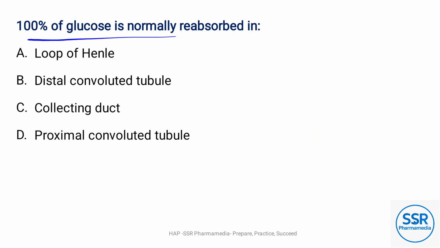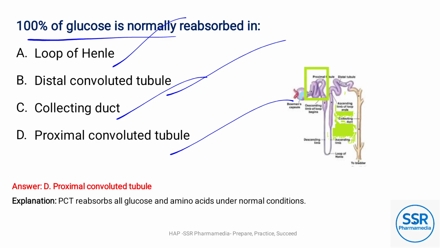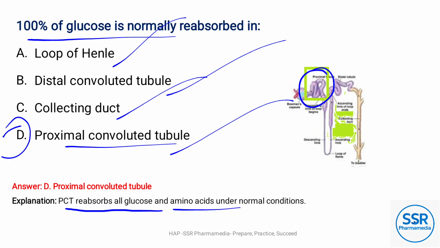Next, 100% of glucose is normally reabsorbed in: option A, loop of Henle; option B, distal convoluted tubule; option C, collecting duct; option D, proximal convoluted tubule. So the answer is option D, proximal convoluted tubule. Here 100% of glucose is absorbed. The proximal convoluted tubule absorbs all glucose and amino acids under normal conditions.